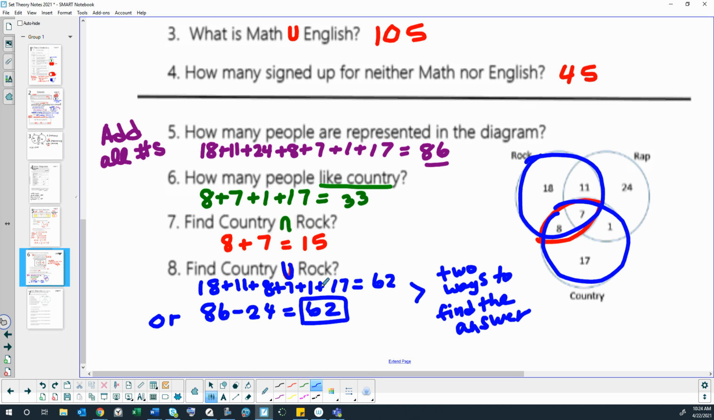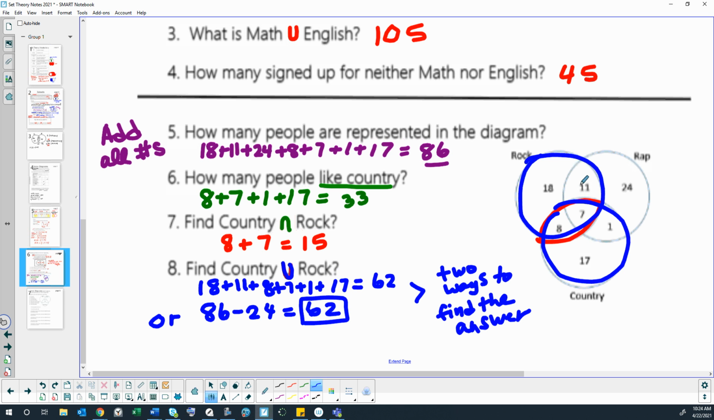Now there's many more questions that could be asked about this diagram. We could ask questions about rap. We could ask questions about how many people like all 3. That would be 7, right? We could ask how many people like just rock or rap but not country.